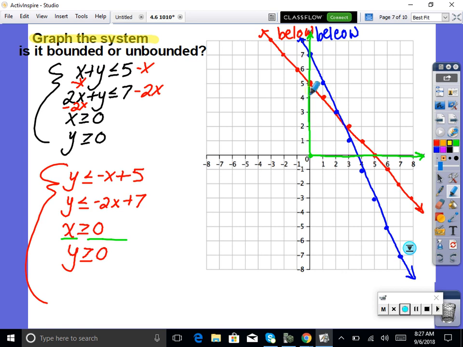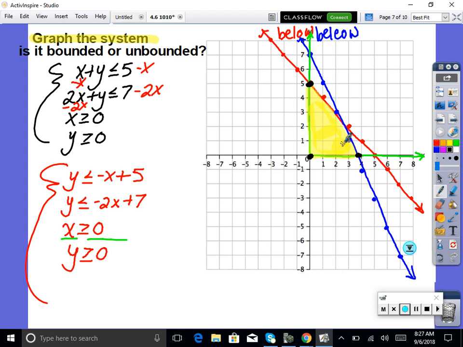Okay, so it's actually this little section right there, because that's below the blue and below the red, and it stays in the green lines. So the solutions here are only the points that fall in that teeny little space. So, just so you guys know, once again, this is a solution because they're all solid lines. This is a solution, and everything in between here. Does everybody see?